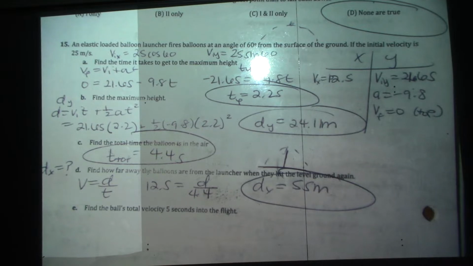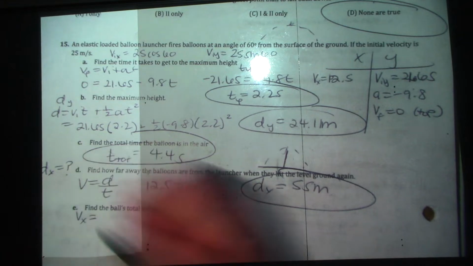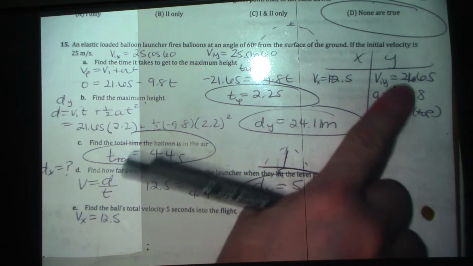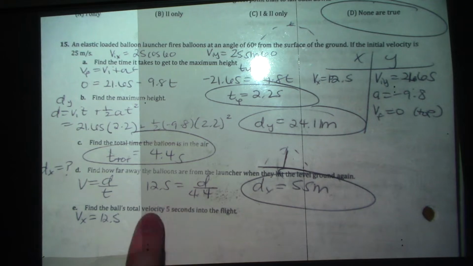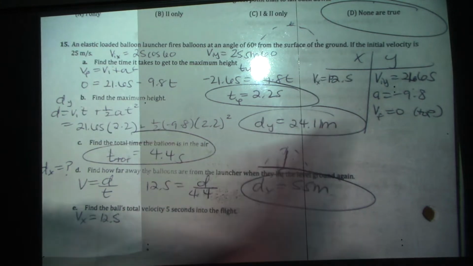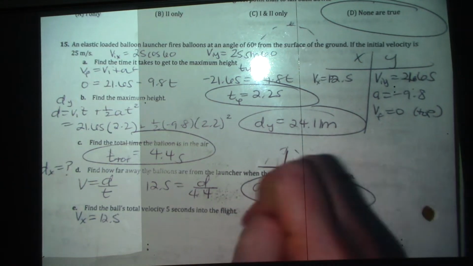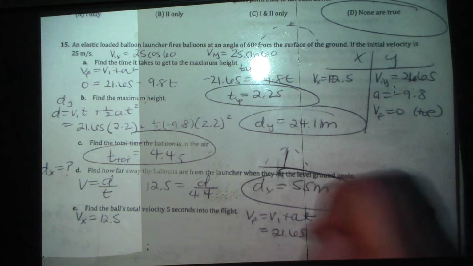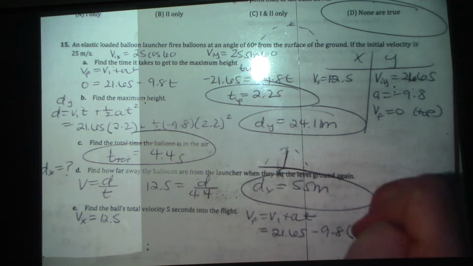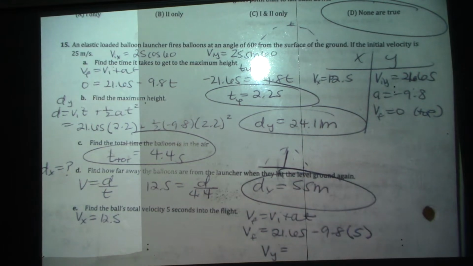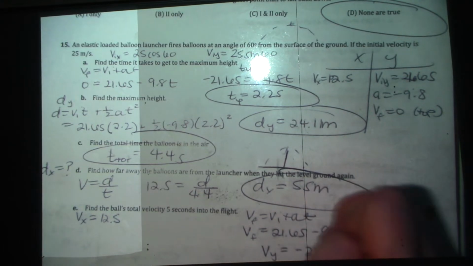Finding the ball's total velocity 5 seconds into the flight. So I already know my x velocity, it's 12.5. I need to know what my y velocity is at 5 seconds. I know the initial y velocity, that's at the very, very beginning. It's changing. X is not, so I can just keep it the same, but this one is changing, so I need to use vf equals vi plus at. I know the initial y velocity is 21.65. I know the acceleration. I'm looking at 5 seconds, so I'm finding what the y velocity is after. So when you put this in, I got my y velocity is negative 27.35.